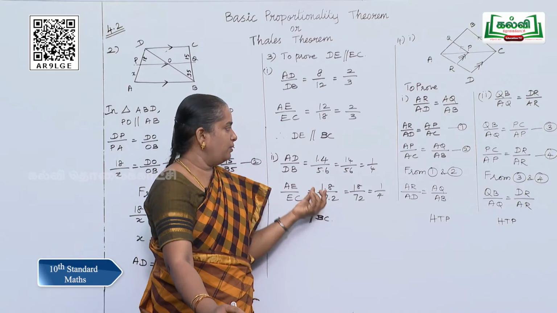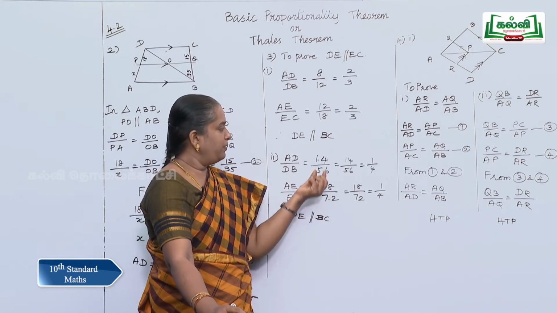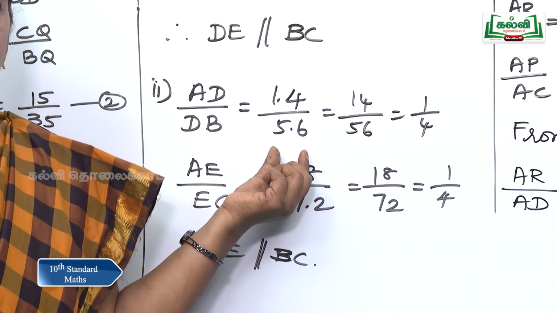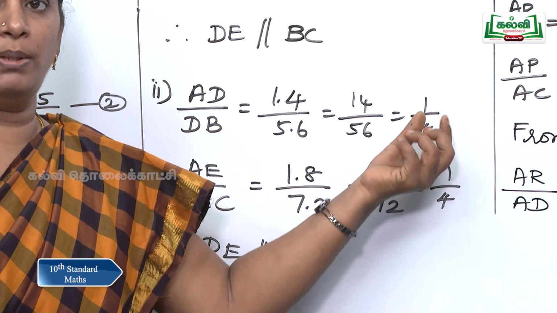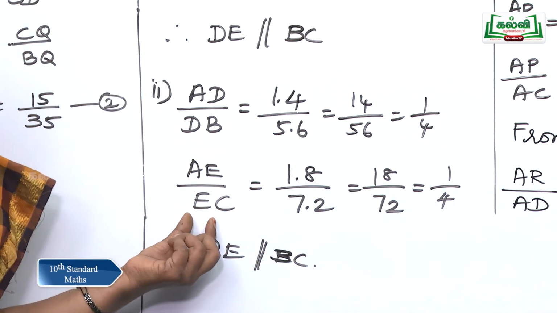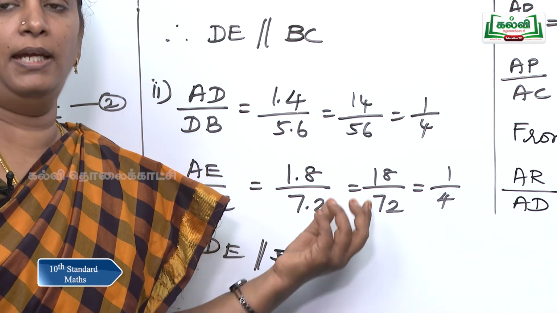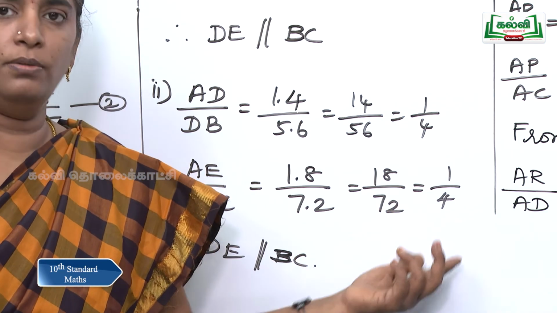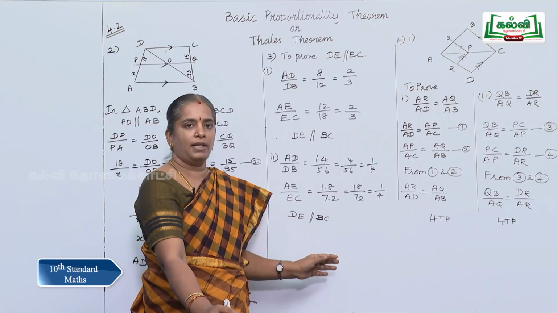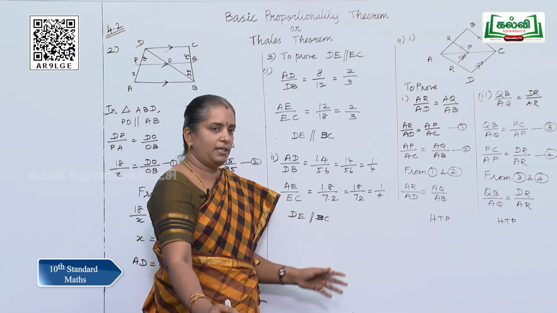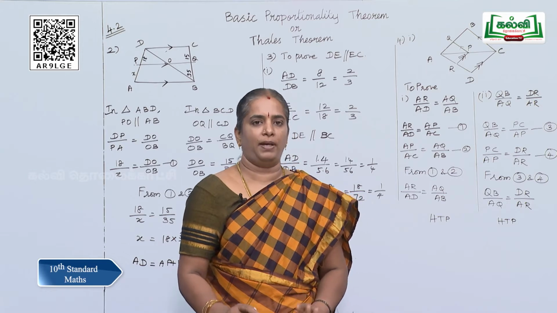In the next sum also, we have to prove the same thing. AD/DB is to be found, which is 1.4/5.6. Simplifying, we get 14/56 or 1/4. In the next ratio also, AE/EC is 1.8/7.2, that is 18/72, which is also 1/4. Since the ratios are equal, we say that these two sides, DE and BC, are parallel. So, we have verified that those two sides are parallel.